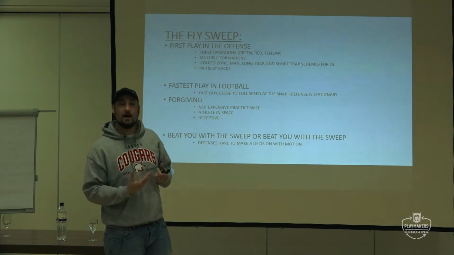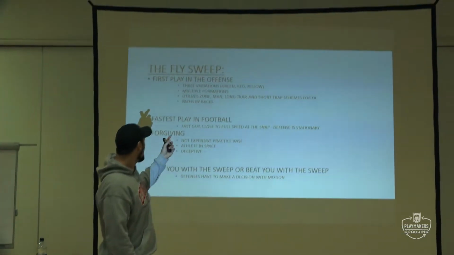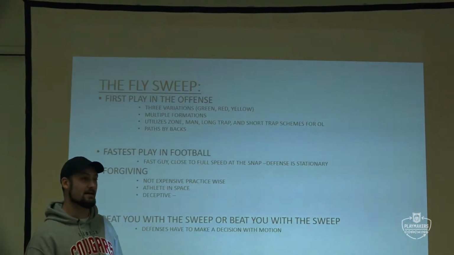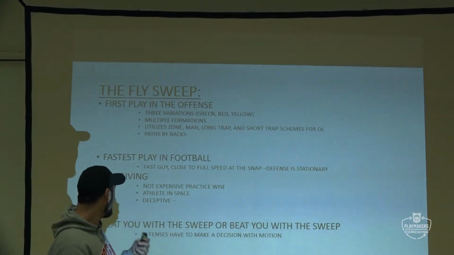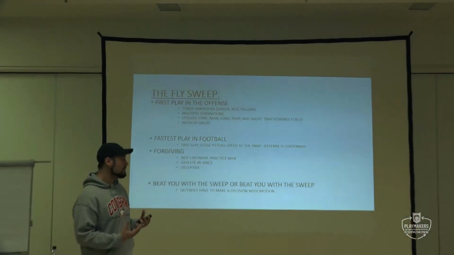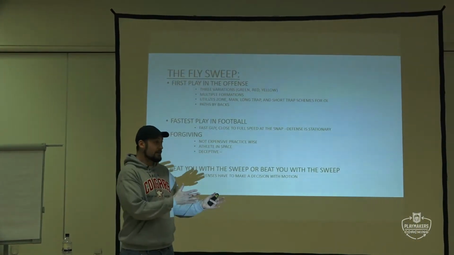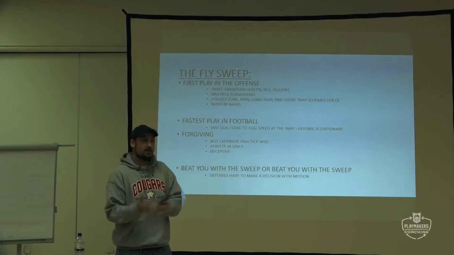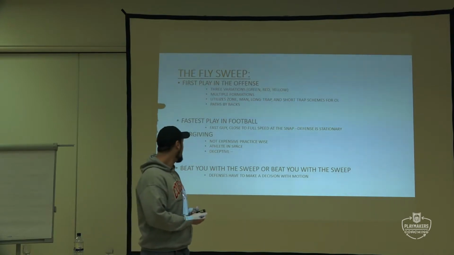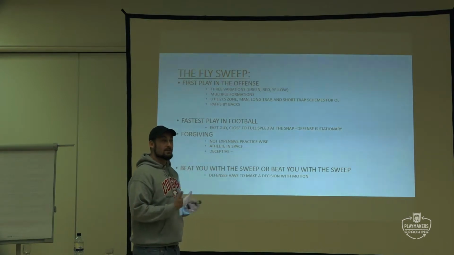Something that we do that not every team that runs a fly sweep or a jet sweep does is the green, red, yellow, the 3 variation idea. This is something that has also developed over time. It developed out of necessity. When you run the sweep so much, outside, outside, outside, eventually one team will overplay that, and you just can't go outside anymore. That happens, okay? To that, we want to have different ways to attack a defense.